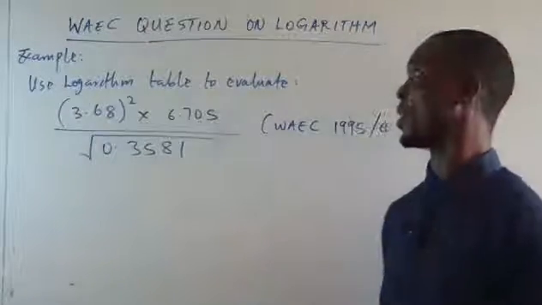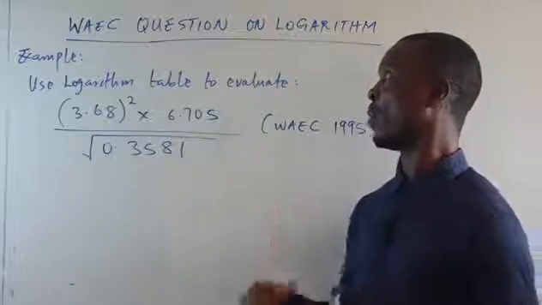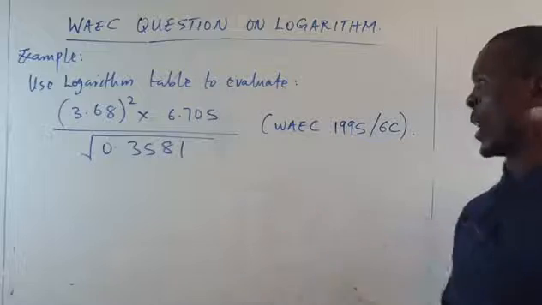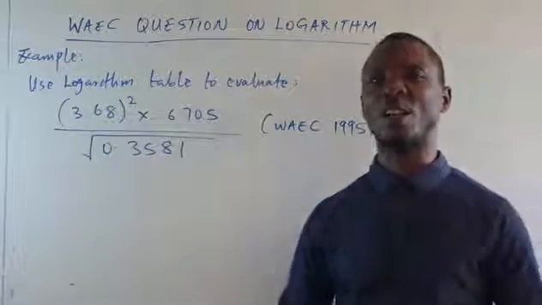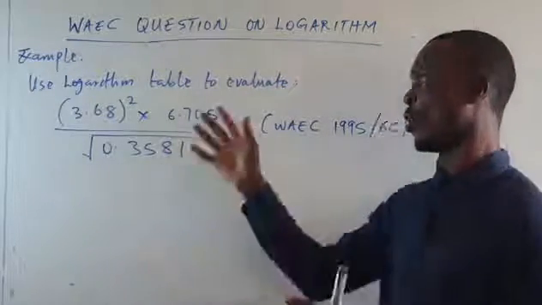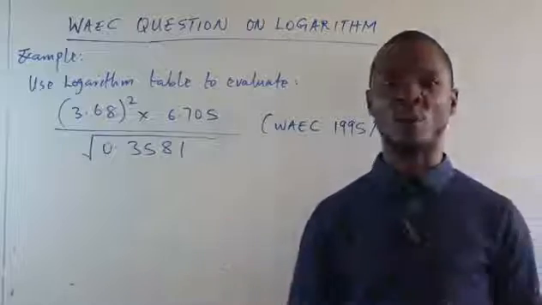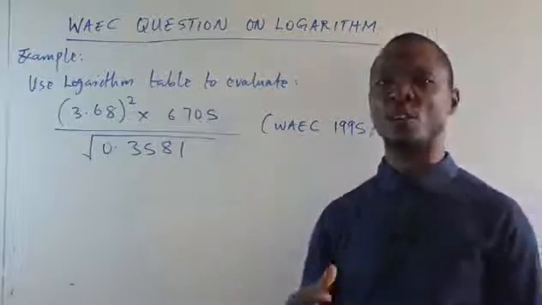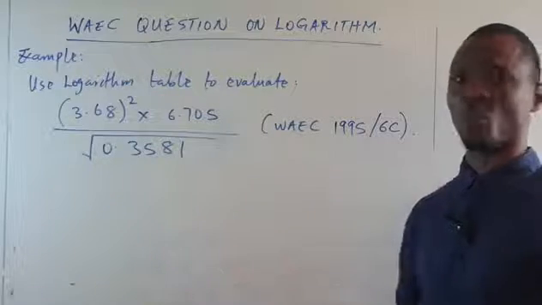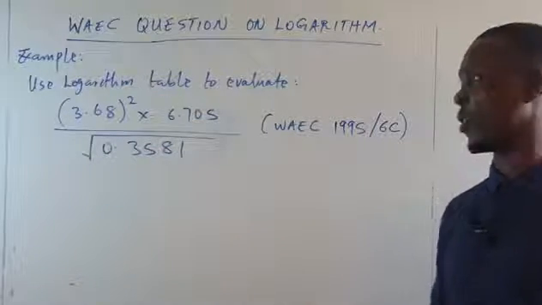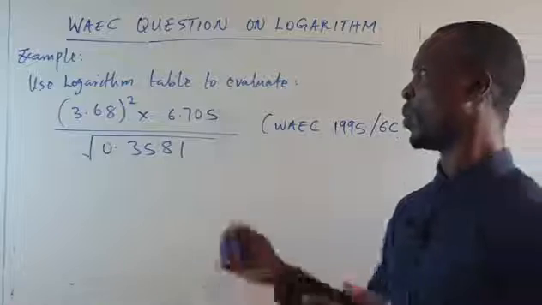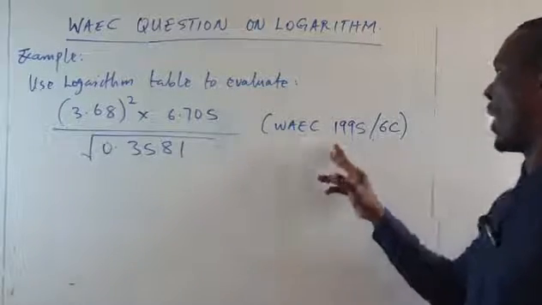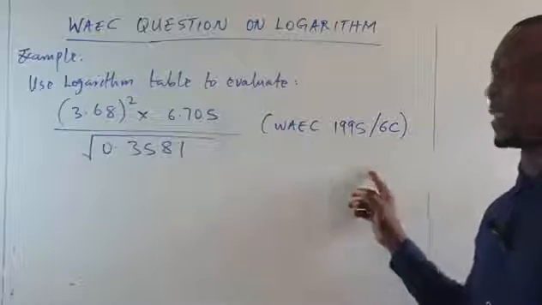So today's topic is going to be based on a WAEC question on logarithm of numbers less than 1 and greater than 1, which comprises all the operations under logarithm of numbers. The operations I mean are multiplication, division, powers, and the root of numbers less than and greater than 1. So here is the first question. The question comes from WAEC 1995, question 6C.